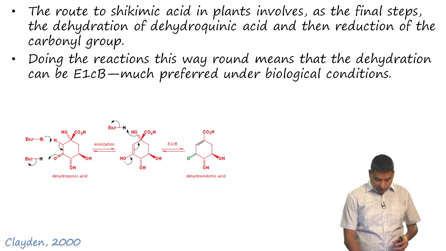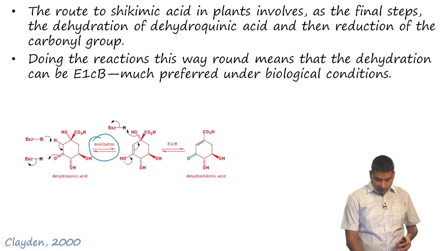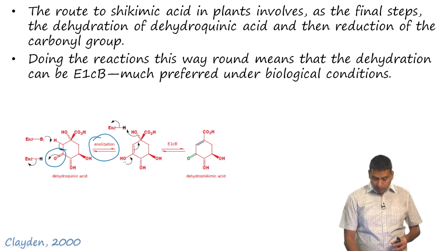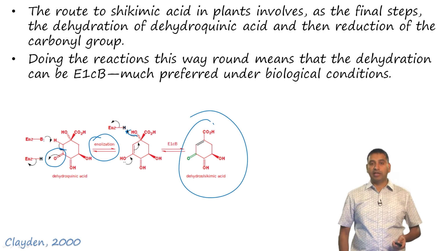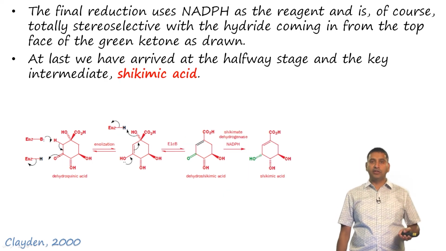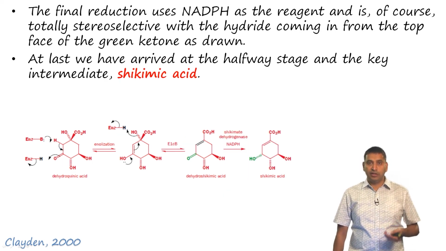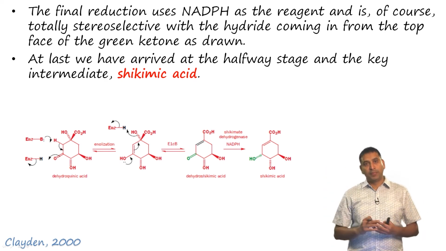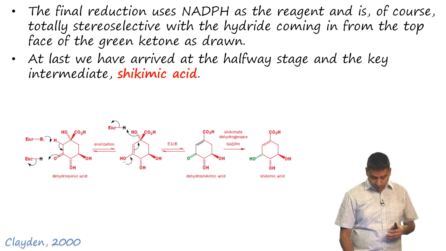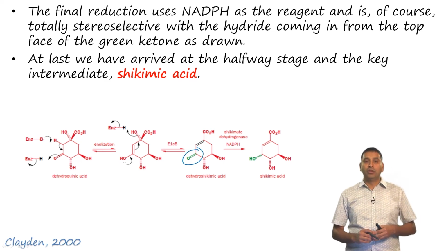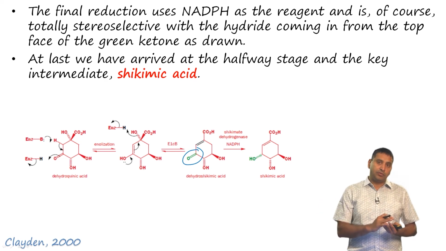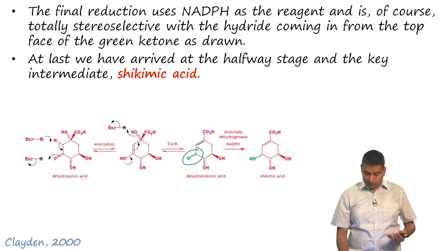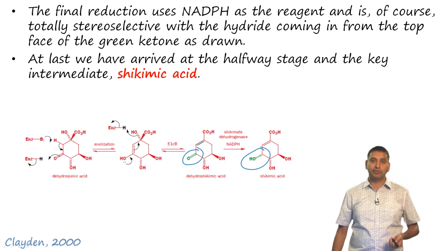So, what we would expect is the enolization here of this ketone to give you the corresponding enol, which then, if you do an E1Cb reaction, can eliminate this hydroxide to give you the dihydroshikimic acid. The final reduction uses NADPH as the reagent and is of course totally stereoselective, as we have looked at previously, with the hydride coming in from the top face of the green ketone as drawn here. Okay. So, after this stereoselective reaction, you get this alcohol here, which is basically shikimic acid.